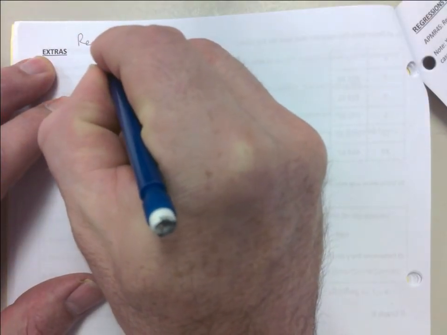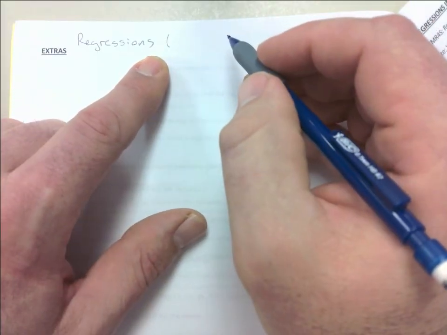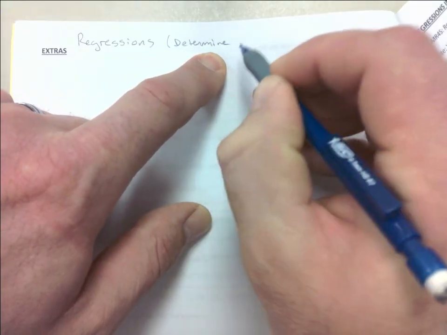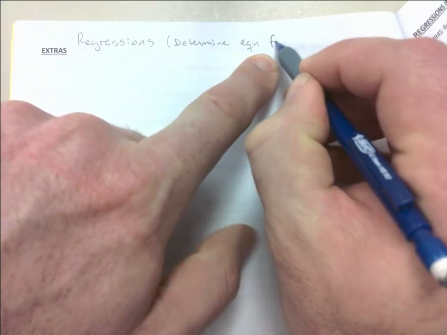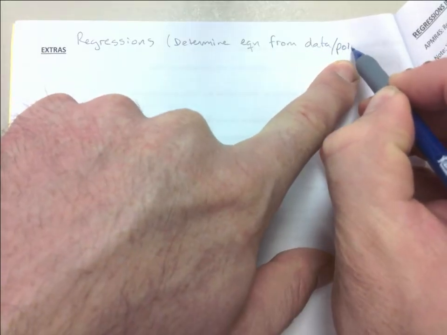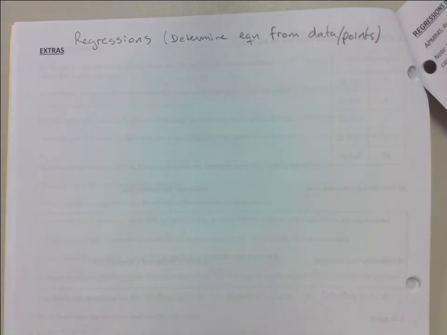So for this, you find any blank page, but I'm going to do this on page 35. This is going to be called, I'm just going to call this regressions. Okay, so what you're doing in this section is you determine the equation from data or points. That's what we're doing. There's going to be instances where we're just going to be giving you a bunch of information or data that has been observed and recorded, and so we have to come up with our equation.